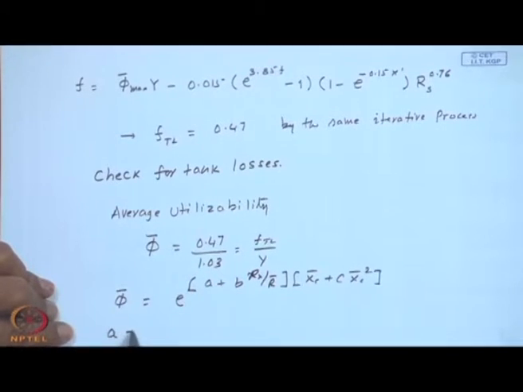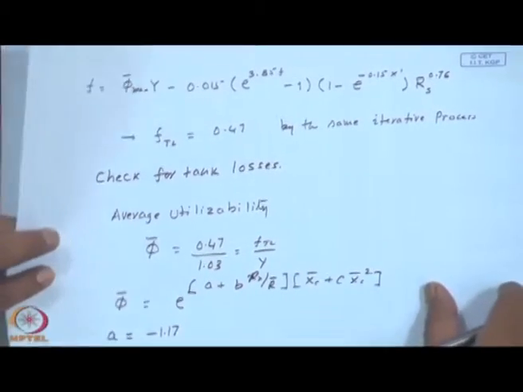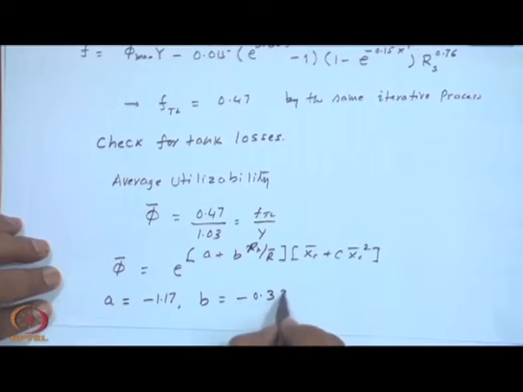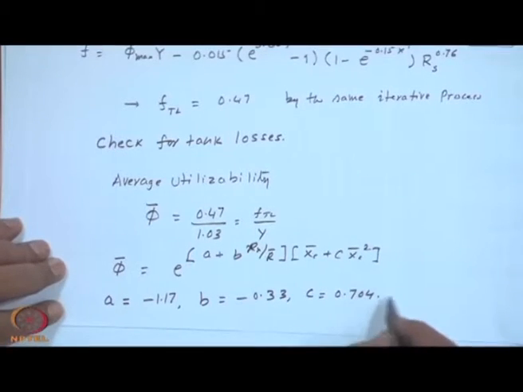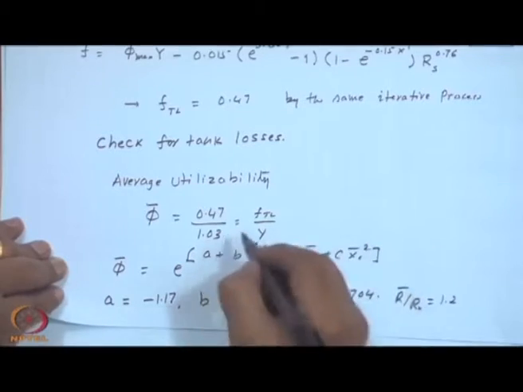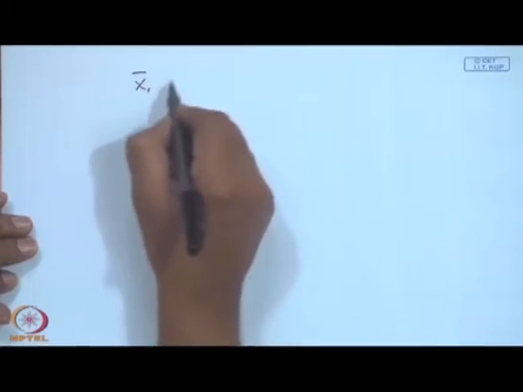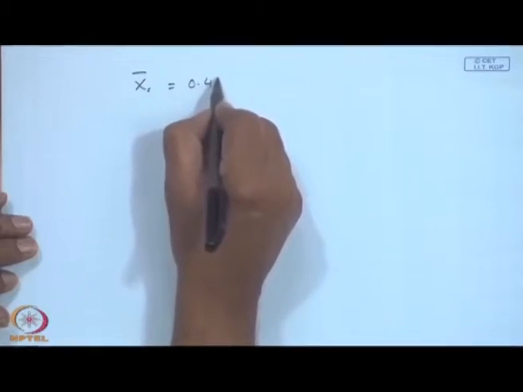The constants we have already calculated: a is minus 1.17, b is minus 0.33 and c is 0.704, and R n by R bar, by R n, is 1.2. So, from this number, whatever number I have to put down here, you can back calculate x c bar, which turns out to be 0.42.